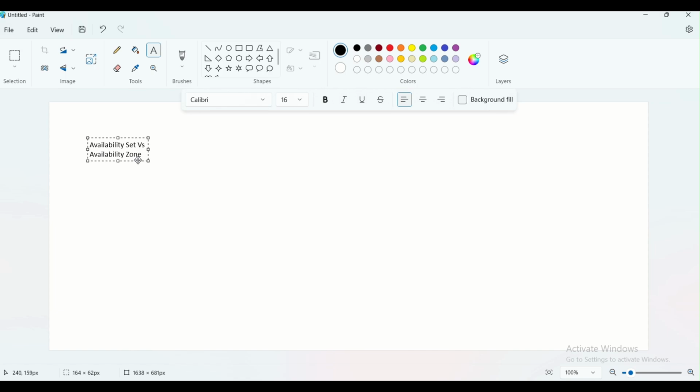We'll talk about availability set and availability zone. What is meant by availability set? What is meant by availability zone? This topic we'll discuss today. Okay, so we'll consider one scenario.